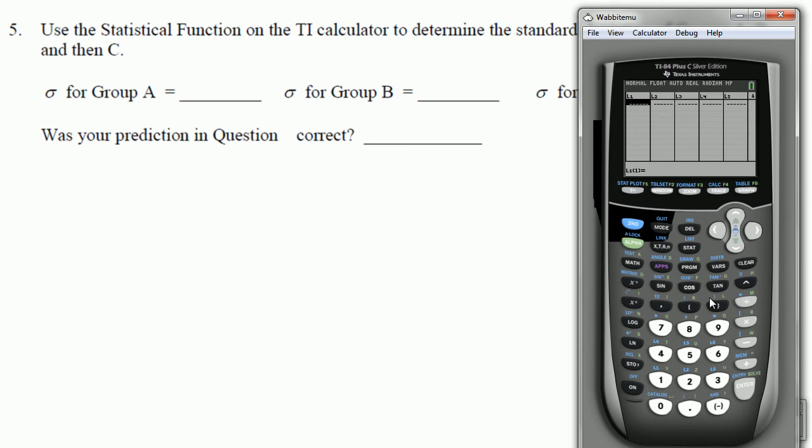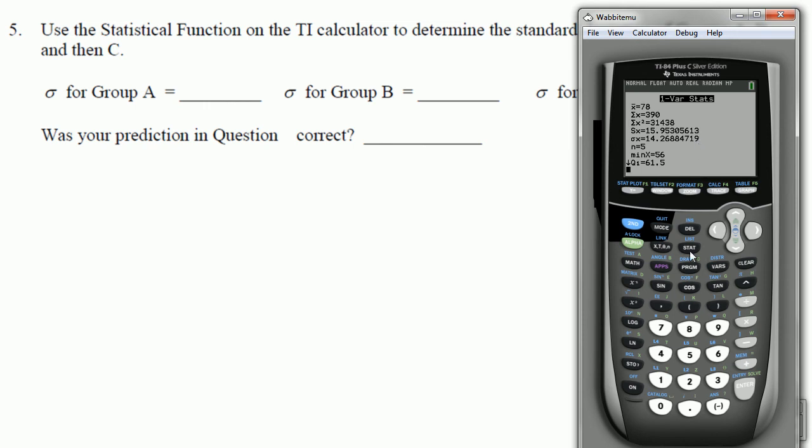I'm going to put group A in L1, group B in L2, and group C in L3. So starting with group A, we have 94, 56, 89, 67, and 84. Now on to group B. And now for group C. Let's start with the one variable statistics for group A. Calculate one variable statistics, L1 is selected, and calculate. So the standard deviation is 14.3, which is consistent with our earlier result.